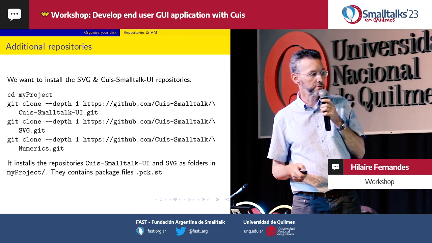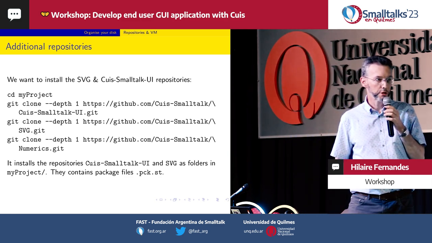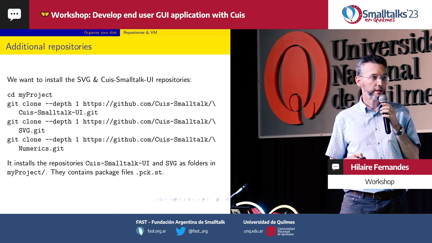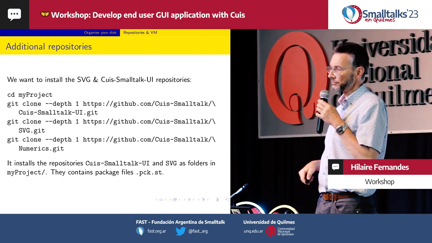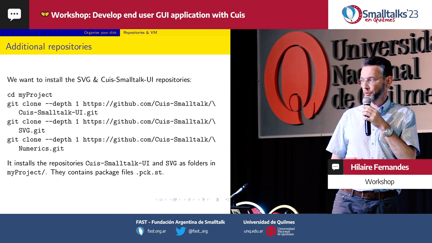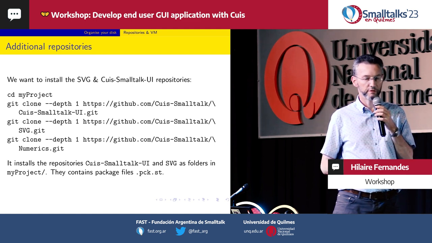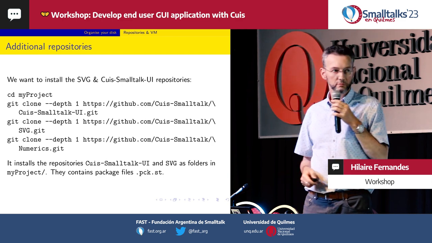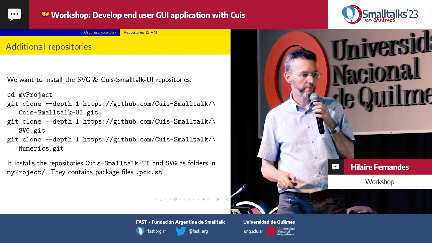Okay, the next step is to think about the packages we want to use. There is an additional repository, and again, you will clone it in the Cuis Smalltalk dev folder. This is a repository for UI. This is an SVG change to be able to load icons, but this is more because it is needed by SVG. So the packages are fine with this extension.